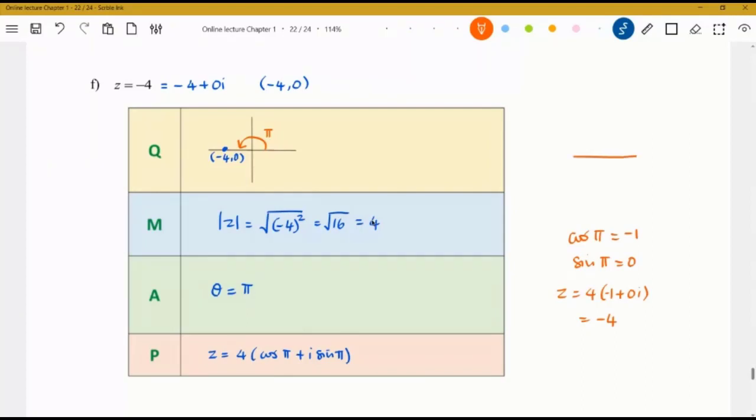Okay, sebab kita ada, apa namanya, sini kan cos x, kita punya graph of cos. So kita punya pi di sini, so dia adalah negatif 1. Okay, so cos pi adalah negatif 1. So 4 times negative 1 will be negative 4. So sin pi adalah 0. So will be 0i. So directly dia adalah negative 4. So ngam lah dengan original of z.